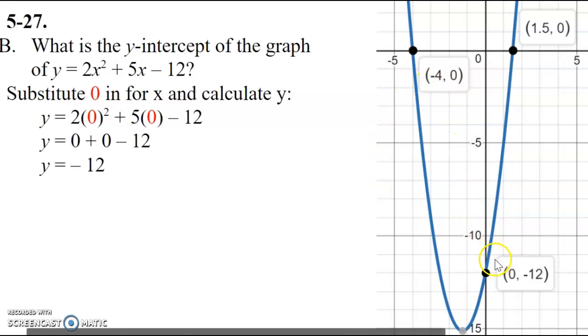So here you can see that the y-intercept is negative 12. It's right there. The y value of the y-intercept is negative 12. So the coordinate is going to be (0, negative 12).